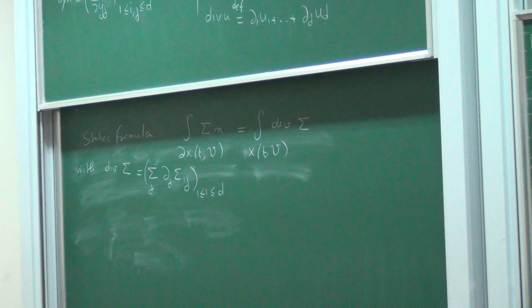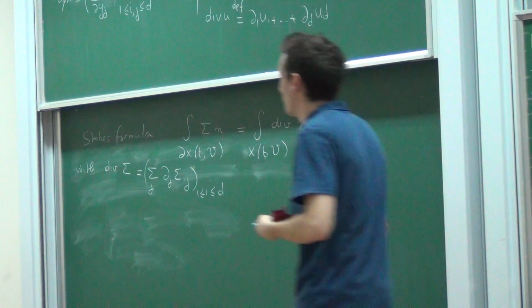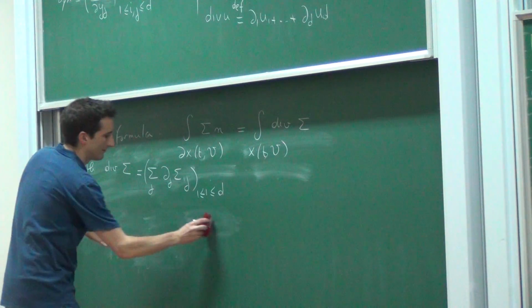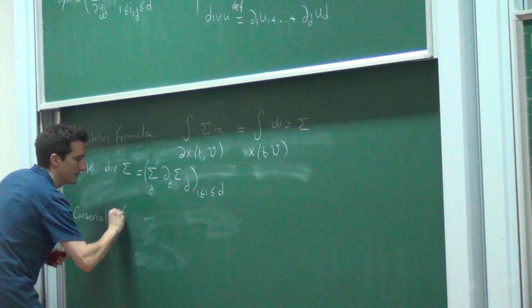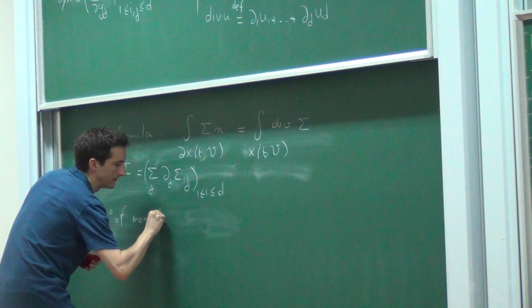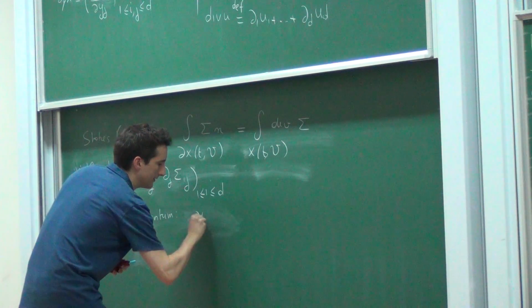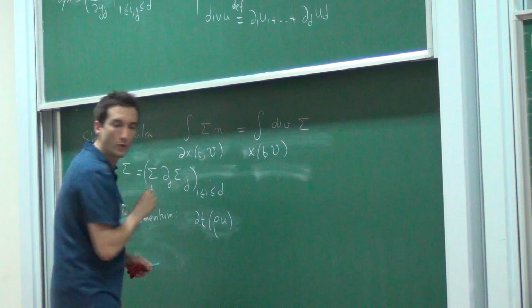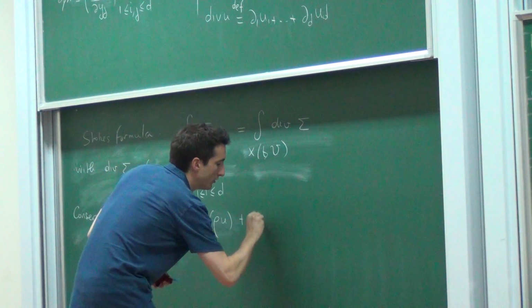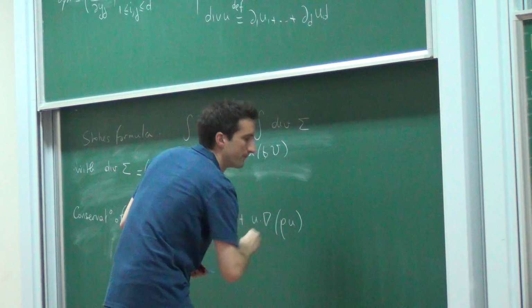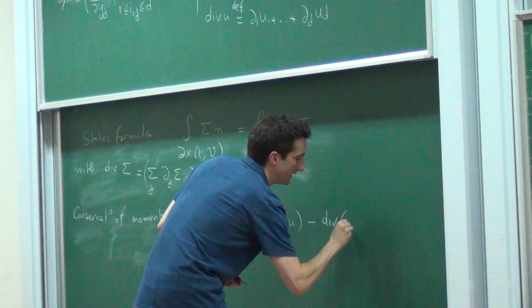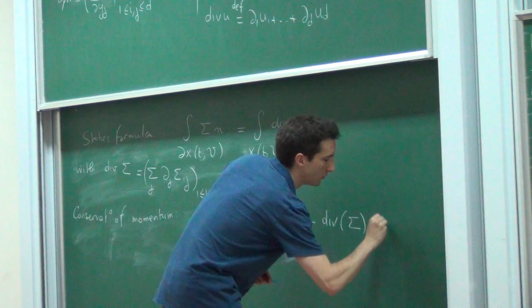You can compute this time variation like before. The dt can enter into the integral, right? And you end up with an equation which is, so the conservation of momentum in the end gives you an equation which is dt of rho u plus u dot grad, scalar operator applied to rho u, minus divergence of sigma equal f.